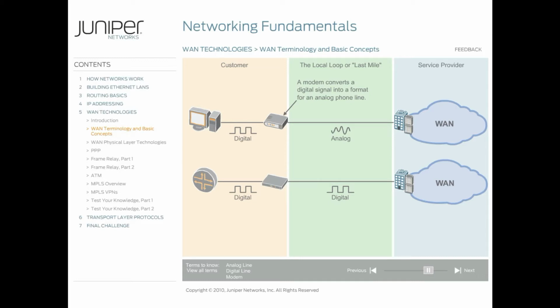Routers also generate digital signals, but they usually connect to a digital line, so a modem isn't usually necessary. Instead, a router can use a CSU-DSU to connect to a digital line. CSU-DSU stands for Channel Service Unit and Digital Service Unit.